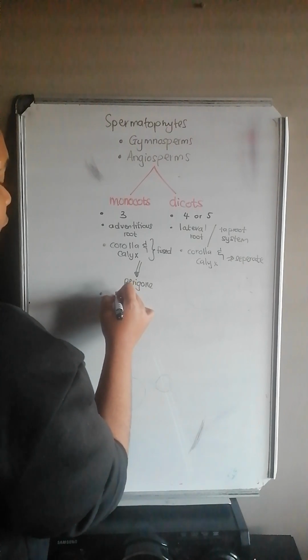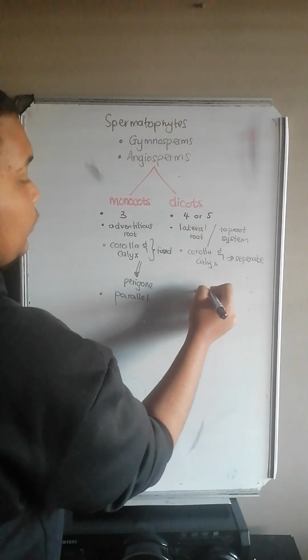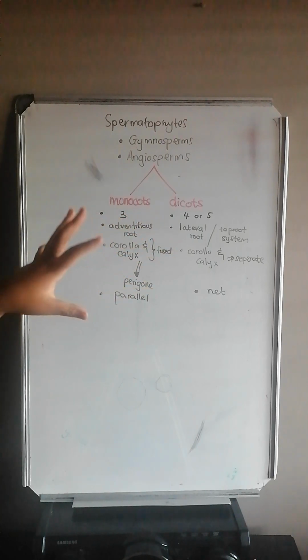And the last difference here is in the venation. So monocots will have a parallel venation system or parallel veins, whereas dicots will have a net venation system or net veins. Make sure you know this table, because they can ask you to tabulate differences between monocots and dicots. So make sure you know this table. Obviously not like this, you need to write that forward.